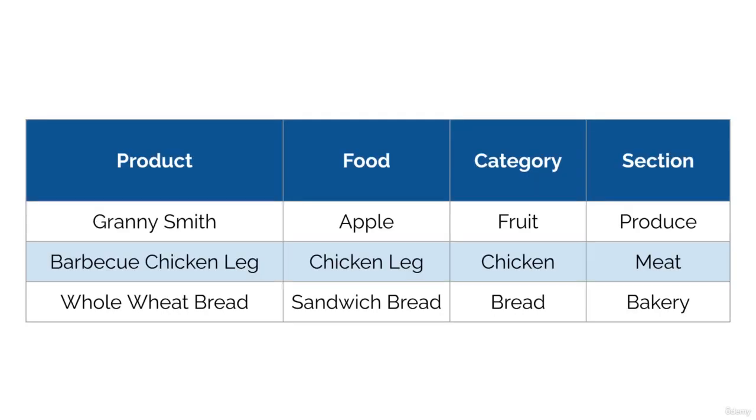So take a look here. We have another table. This has attributes product, food, category, and section. We have entries Granny Smith, which is an apple, which is a fruit, which is in produce. We have barbecue chicken leg, which is a chicken leg, which is part of chicken, which is in the meat section. We have whole wheat bread, which is a type of sandwich bread, which is in the bread category, which is in the bakery section.